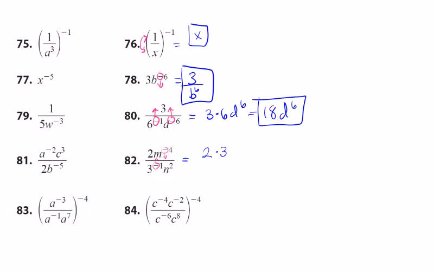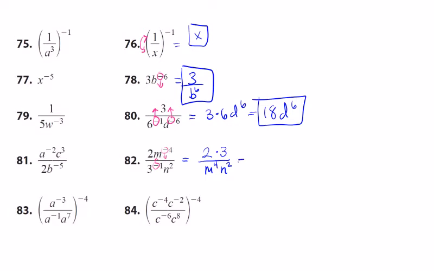So 2 is going to stay. 3 is going to come up. Its exponent will turn positive, so 3 to the positive 1. I'm going to leave out the 1. Anything to the first is itself. The m's going to come to the bottom, and its exponent will turn to a positive 4. And then the n squared will stay on the bottom.